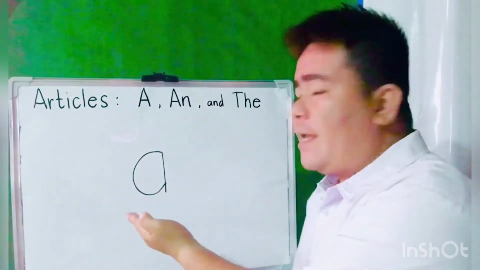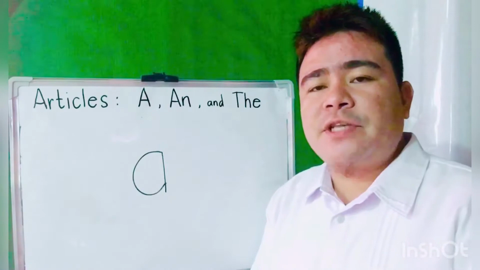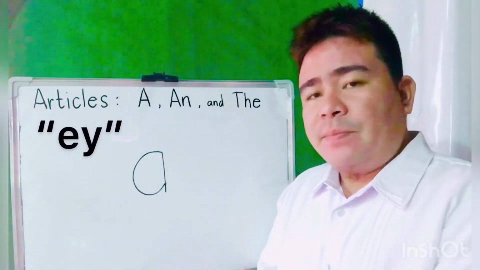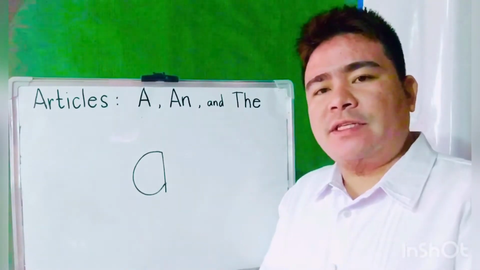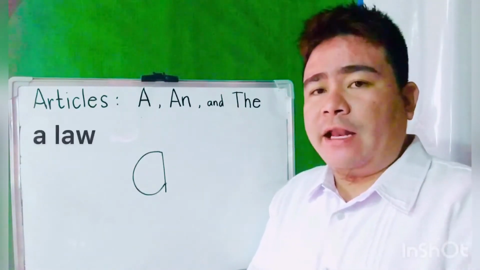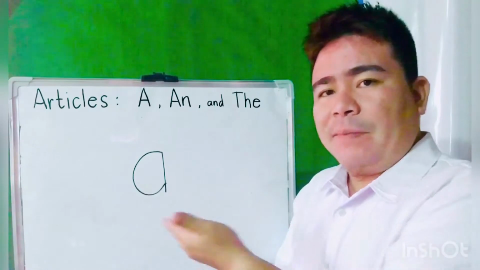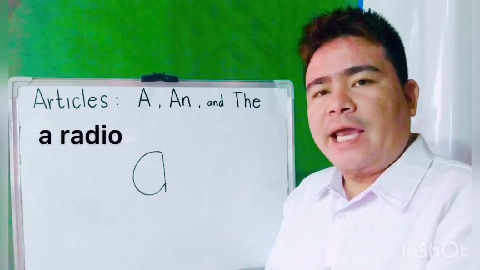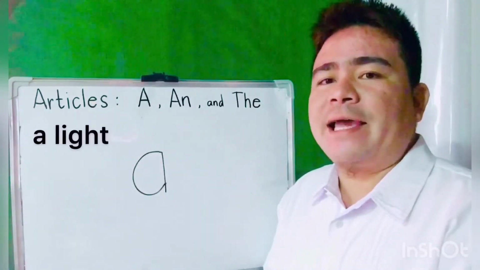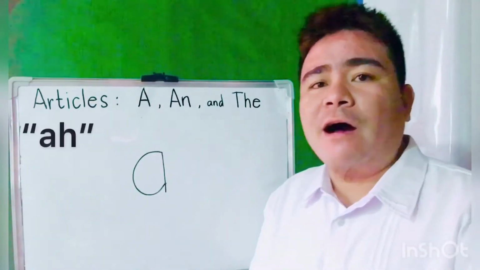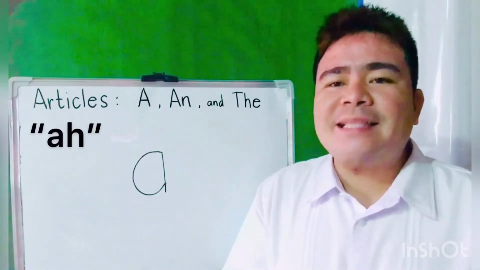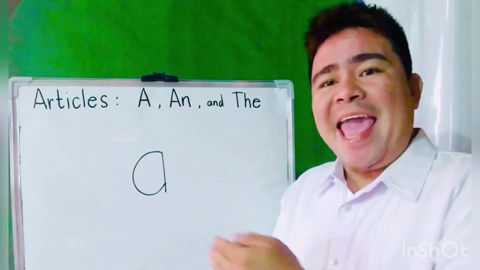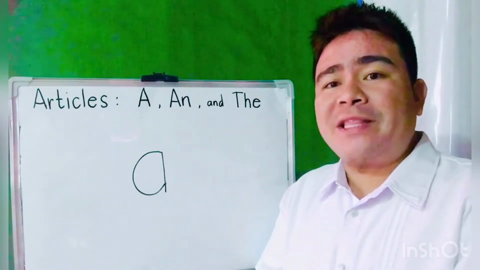Article a has two sounds. Sometimes a is read as "ah". For example, a law, a person, a radio, a light. And sometimes the letter a is read as "ay". Now, let us know when to read a as "ah" or when to read a as "ay".